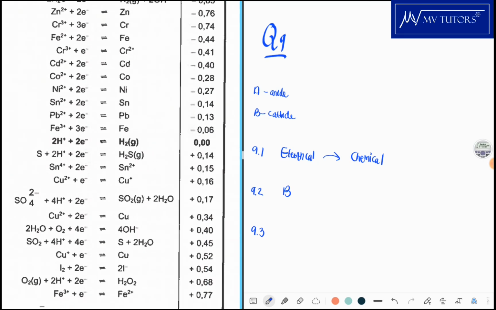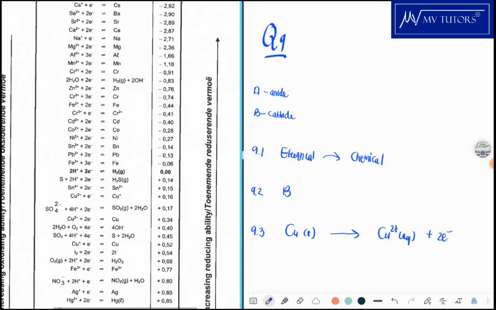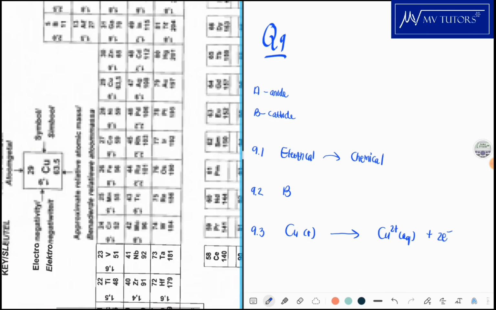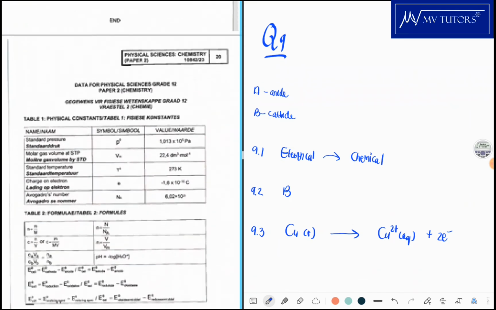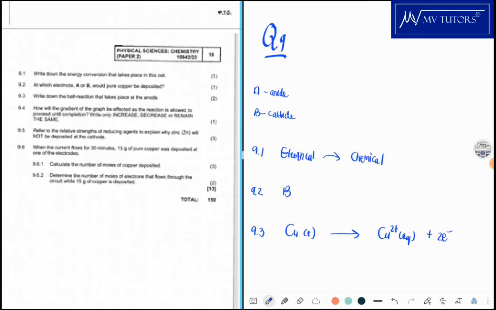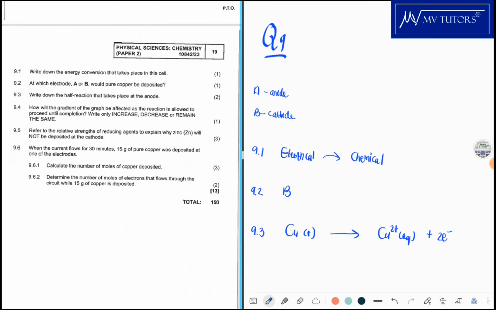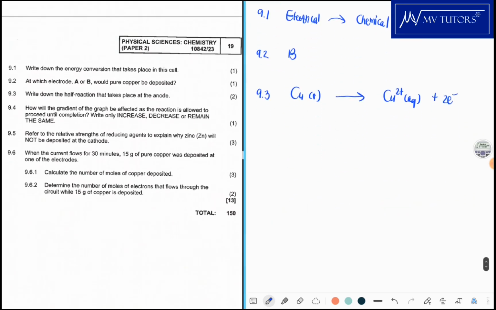Okay, so you see the way they wrote it? We have positive 0.34. You are going to swap it around because we have our copper solid there, the electrode. And then with one arrow, you're going to have copper 2 plus and 2 electrons. Okay, and that is the half reaction that takes place at the anode. Okay, quite blurry. Let's wait for it to come back to normal. All right, so that's 9.3.